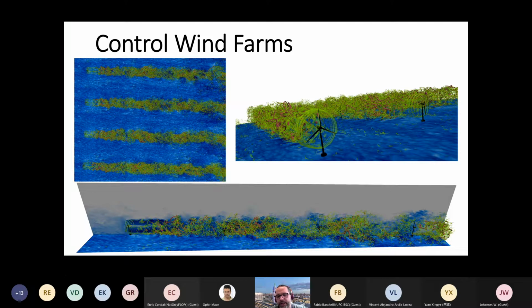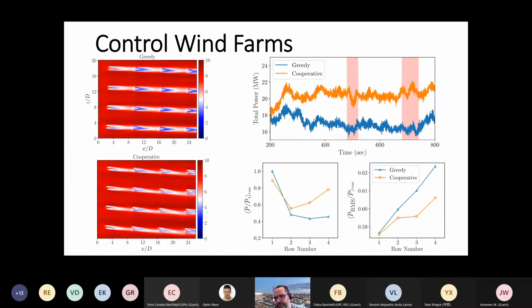These are more visualizations of wind farms that we can do with Xcompact3D, and of course that are directly relevant to industry.